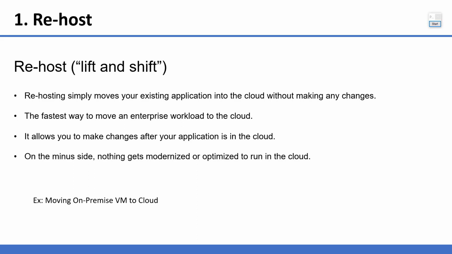As it is the fastest and simplest one, it also has a downside. You cannot modernize or optimize your application to run in the cloud. You cannot make any change for modernization or optimization in your applications. They will execute as they were executing in your own on-premise data centers. For example, moving an on-premise virtual machine to the cloud is an example of rehosting, or lift and shift.